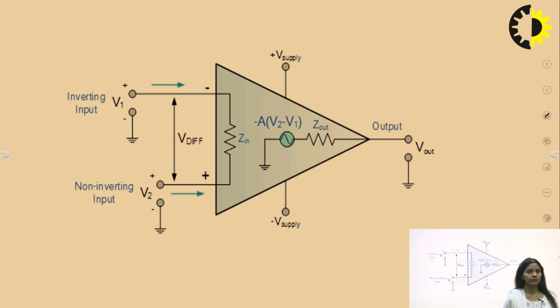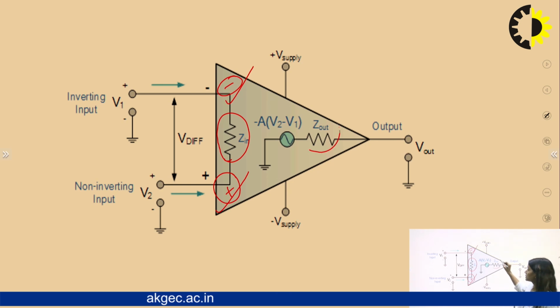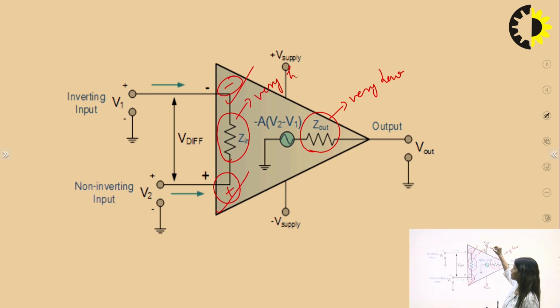This is the equivalent circuit of the op-amp, in which we can see there is one input impedance Zi, and this input impedance is connected between the negative terminal of the op-amp and the positive terminal of the op-amp. That means the inverting terminal and the non-inverting terminal of the op-amp. This is the output impedance, which I told is very low. This output impedance is very low. This input impedance is very high.